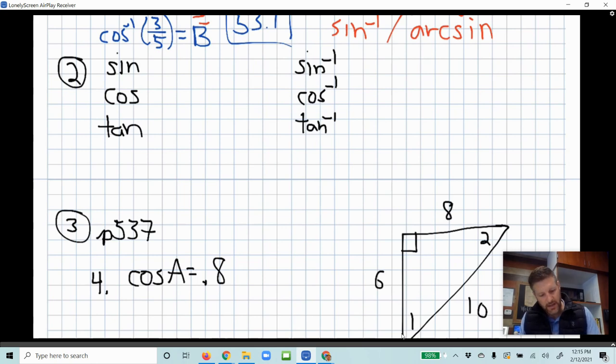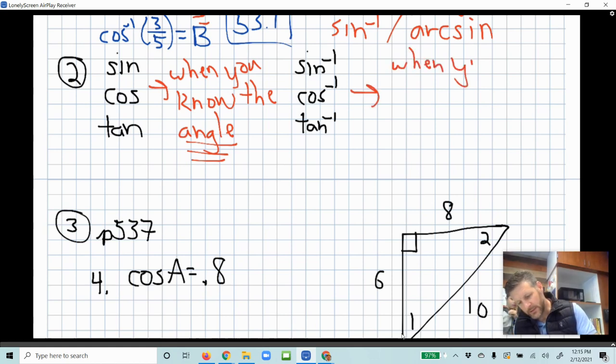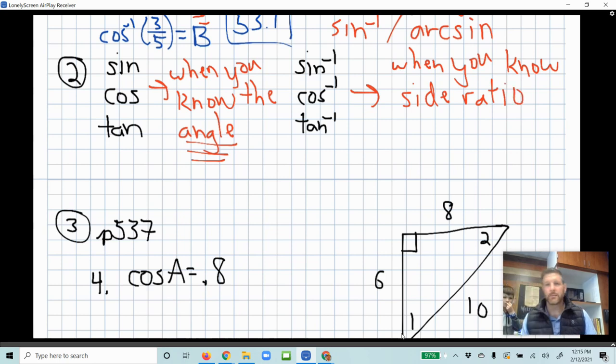You use the first set when you know the degrees, or you know the angle. When you know the angle, you're going to plug that into sine, cosine, and tangent. You're going to use the inverse ones when you know what? Yes, I can hear you in your head thinking it. When you know the side ratio, which will either look like a fraction or like some kind of a decimal.